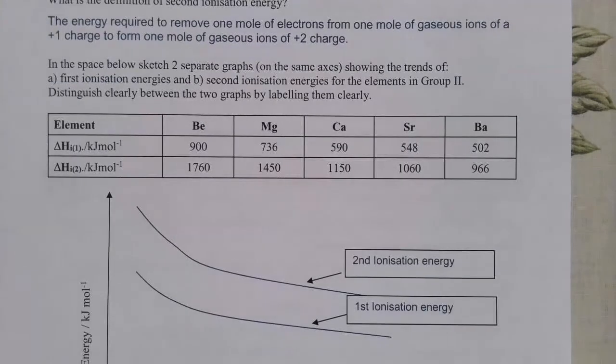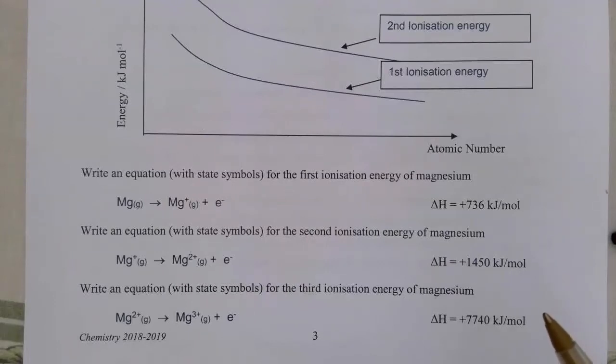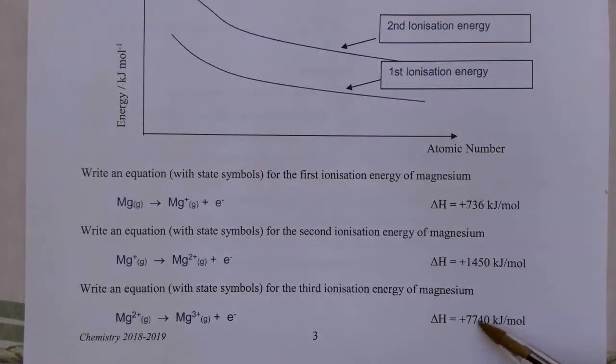We can see here that the second and the first ionization energy decrease as you go down the group. It becomes easier to remove the outer shell electron, but the second ionization energy is higher than the first. We can see there the first 3 ionization energies of magnesium. There's a small jump between the first and second as you're removing an electron from a positively charged ion, but there's a big jump between the second and the third. So that's a lot more energy required to remove the third electron than there is to remove the second electron.